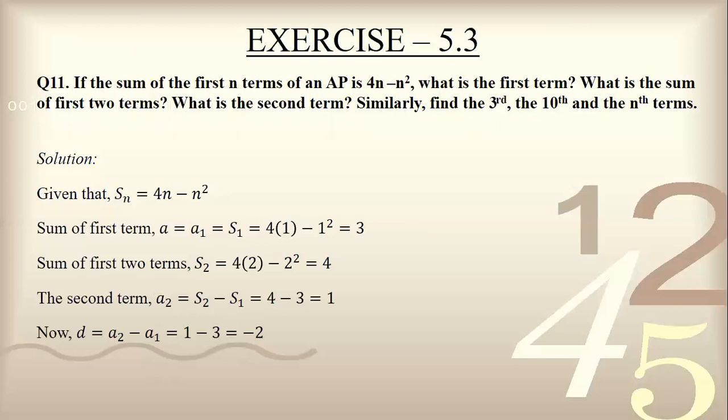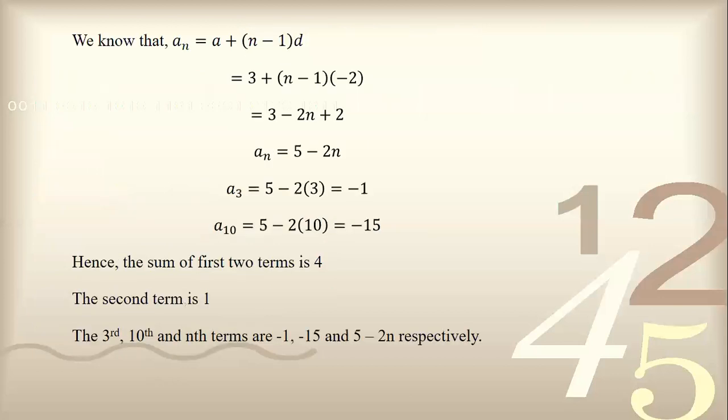Now for the second term: S2 is the sum of first two terms, and S1 is the sum of only the one term. So when we subtract that, we will get the second term. So a2 is S2 minus S1, which is 4 minus 3, 1. Now d is a2 minus a1, which is 1 minus 3, which is minus 2. So we got a, we got d also.